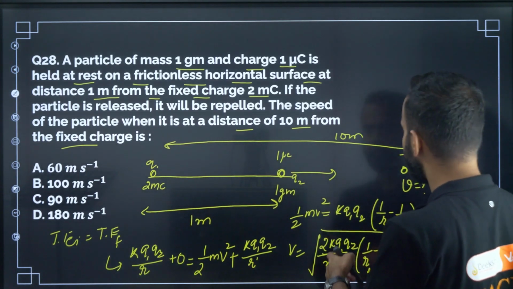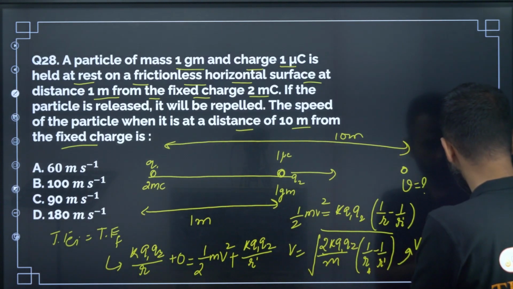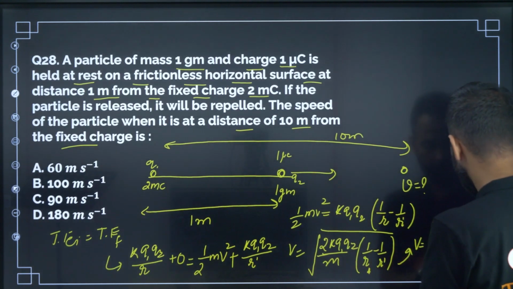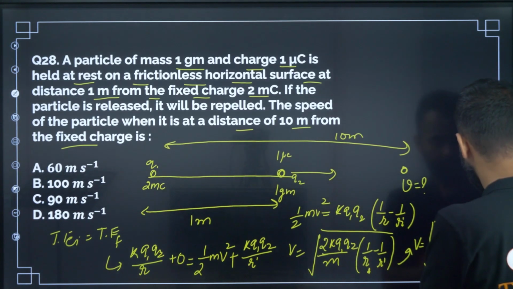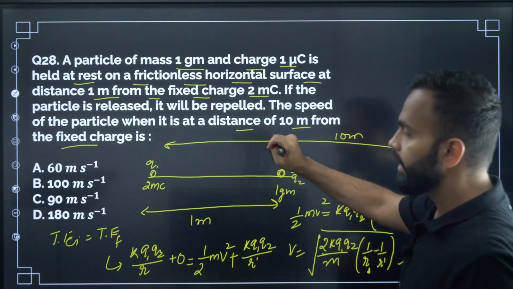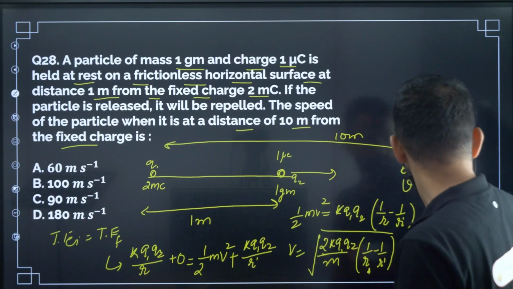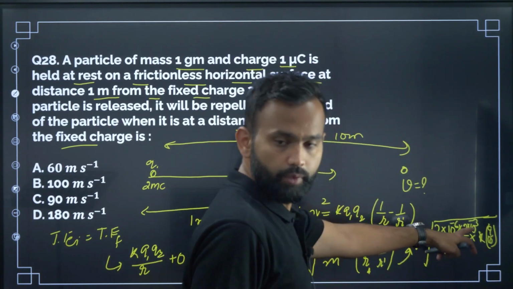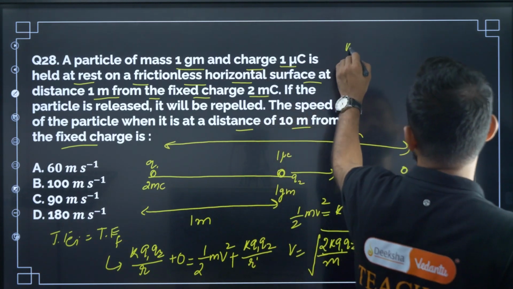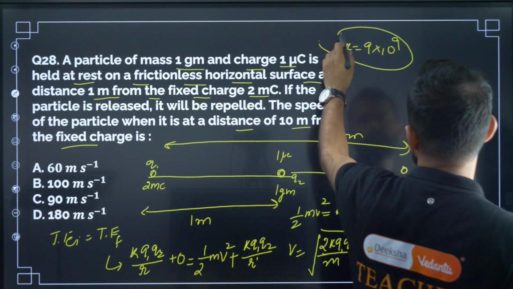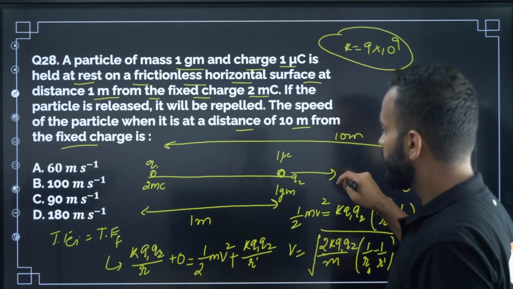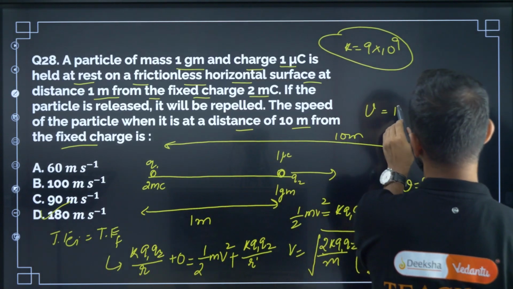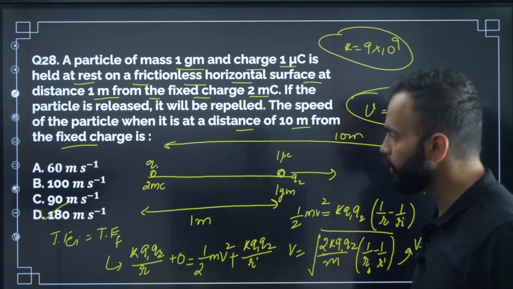So v equals root of 2 into Q1, which is 1 microcoulomb, that is 10 to the power minus 6, times 2 millicoulomb, 2 into 10 to the power minus 3, divided by m, which is 1 gram, that is 10 to the power minus 3 kg, into K. The value of K is 9 into 10 to the power 9, then 1 by R minus 1 by R dash, that is 1 minus 1 by 10, which is 9 by 10. If you solve this, you will get 180 meter per second. Speed v equals 180 meter per second.